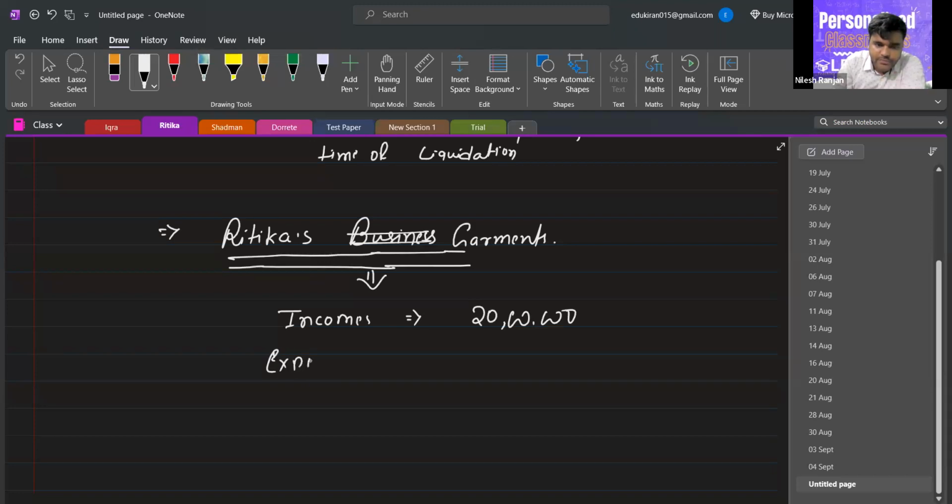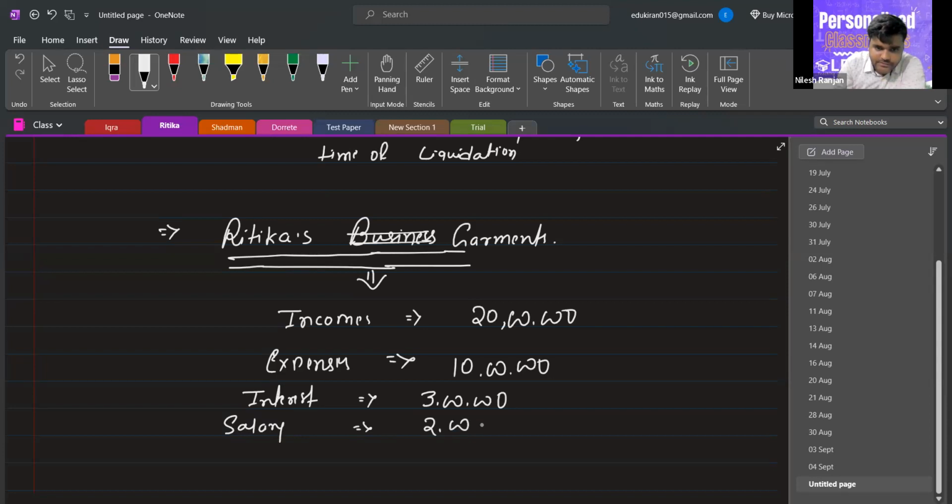And there is some expenses that you have paid for your business. It is 10 lakh. And there is interest, 3 lakh. And let's say your salary for working in the business is 2 lakh and the balance is profit. Okay. So what do you think?